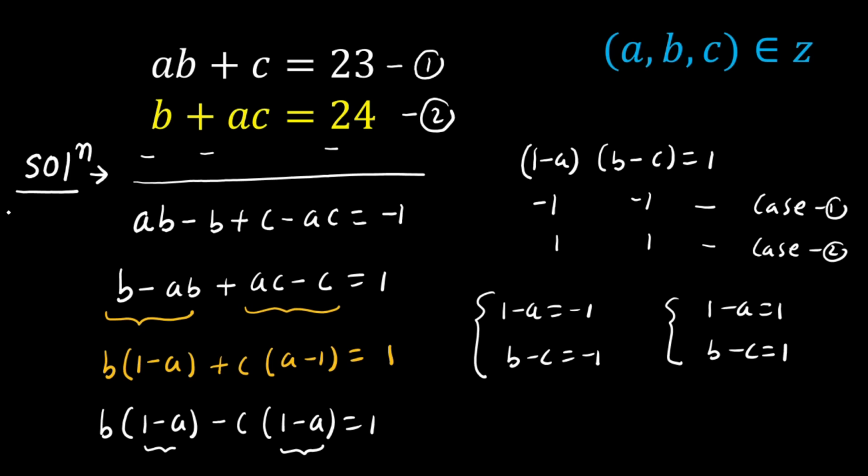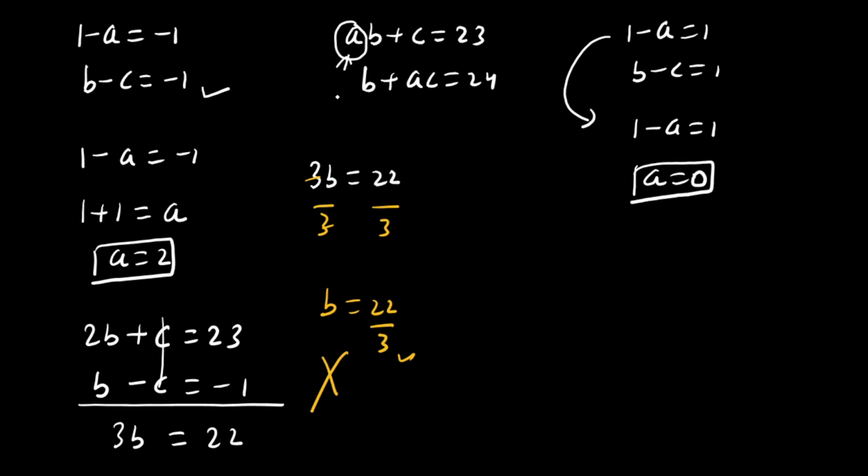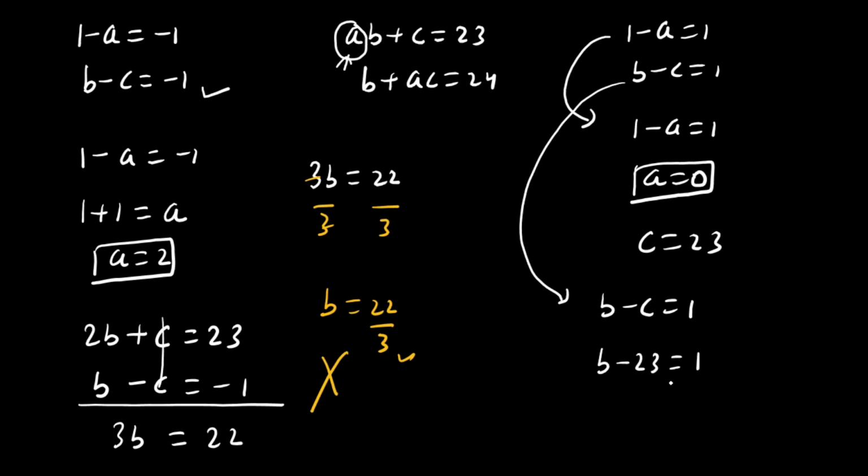Let us consider case second, that is 1 minus a is equal to 1, and b minus c is equal to 1. Here 1 minus a is equal to 1, then a is equal to 0, and this a is replaced by 0, then 0 times b is 0, so c is equal to 23. Here b minus c is equal to 1, and this c is replaced by 23, then b is equal to 23 plus 1, this is equal to 24, so b is equal to 24.